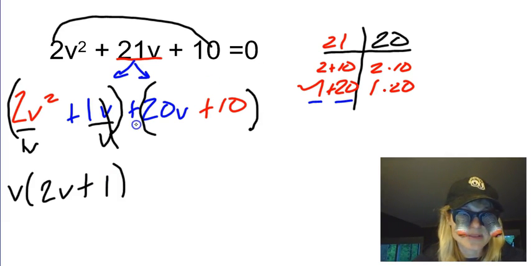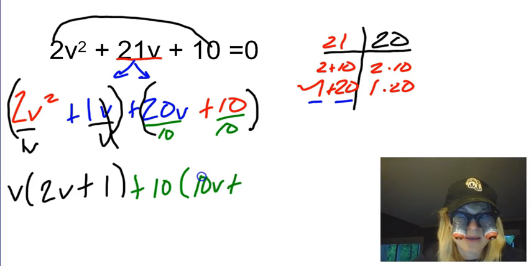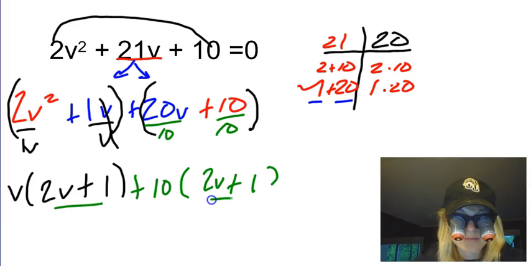Now I'm going to bring down this plus here. And what goes into 20 and 10? Well, 10, of course. And this has a v, but this does not, so we can't divide by v. So I bring out my GCF of 10. Now I'm going to divide 20 by 10. What's 20 divided by 10? That would give me 2v. Plus 10 divided by 10 is 1. Do our little check. This matches this, so I know I did it right.